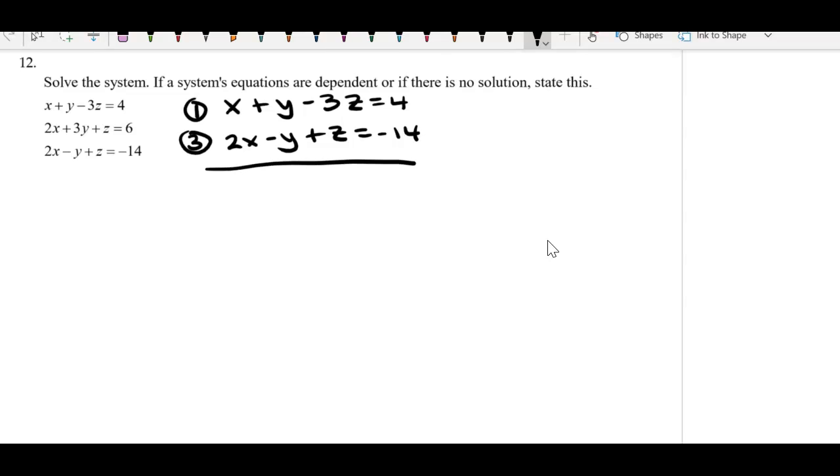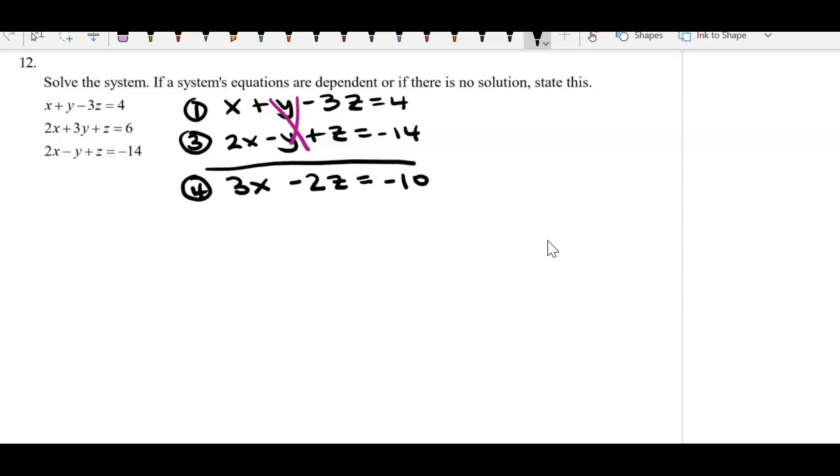Okay, so the y's are gone. We were trying to eliminate them, and we did. And then we just need to add the rest together. So x plus 2x is 3x. Negative 3z plus z is negative 2z. And then 4 minus 14 is negative 10. Okay, and then I'm going to call this equation 4. And I'll come back to it in a minute.